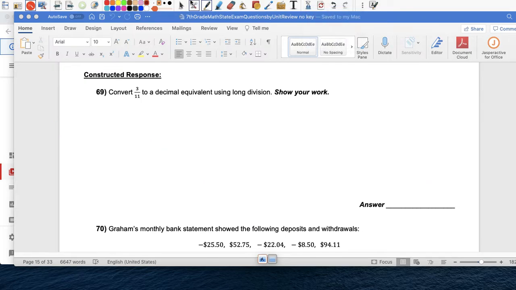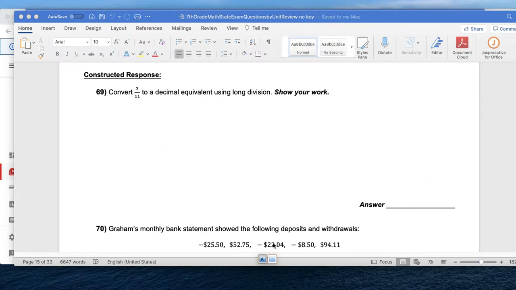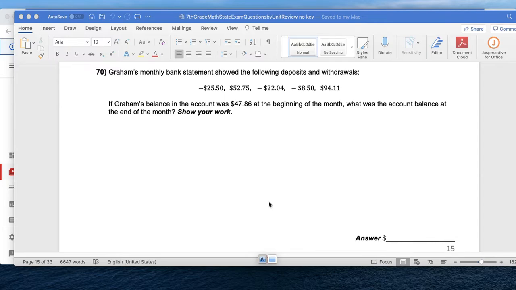I highly doubt you'll see that question. Seriously. 70. Bank statement. Show the following deposit and withdrawal. If it's a deposit, it's positive. If it's a withdrawal, it's negative.